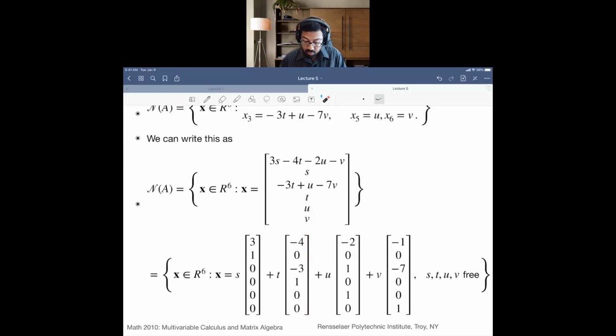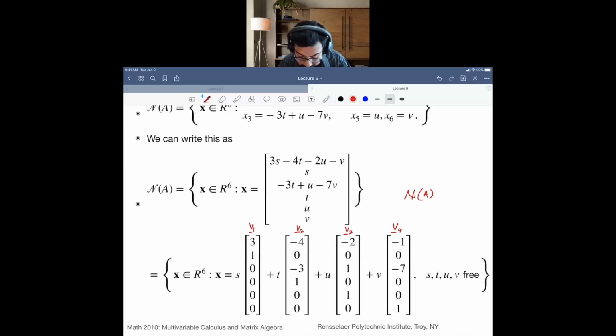So what were we able to do over here? We were able to express the solution set, the null space, as a span of these particular vectors, right? So this is a linear combination. This is V1, this is V2, this is V3, this is V4. So you were able to express the null space as a linear combination of those vectors.